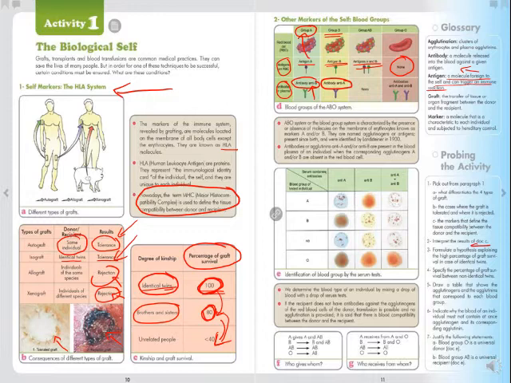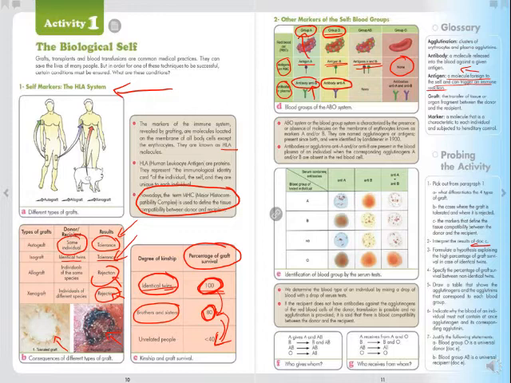So why should we not have the same antigen and antibody in the same blood group? If my blood group is A, I have an antigen similar to the blood group, so I have antigen A, but the antibody should be different. If you have antigen A, the antibody should be antibody B. Second case, if I have blood group B, the antigen should be similar to the blood group. I have antigen B, but the antibody should be different, so it should be antibody A.